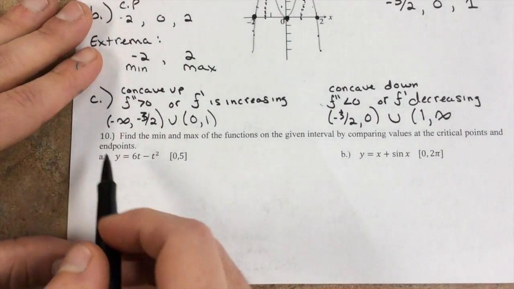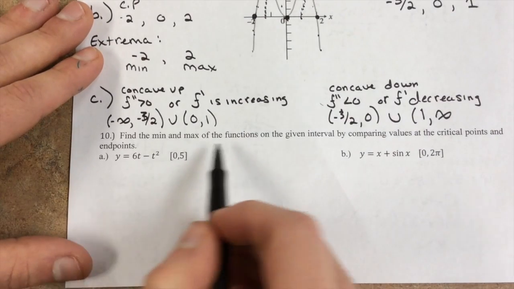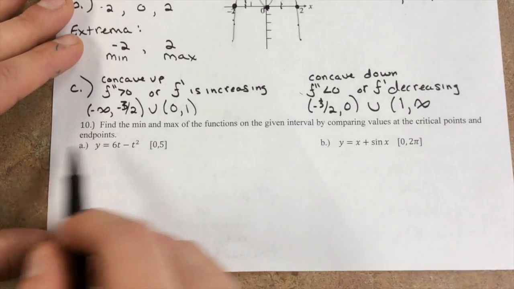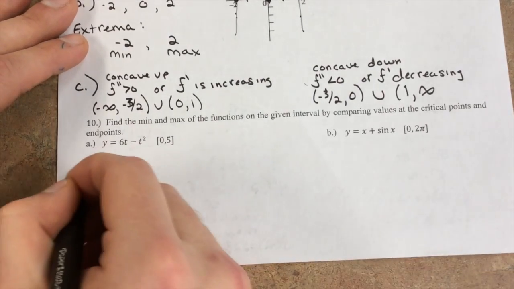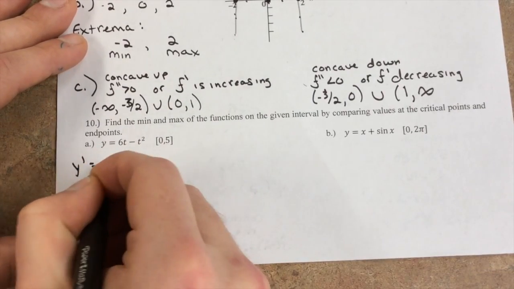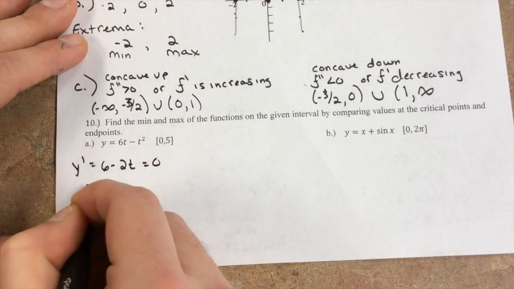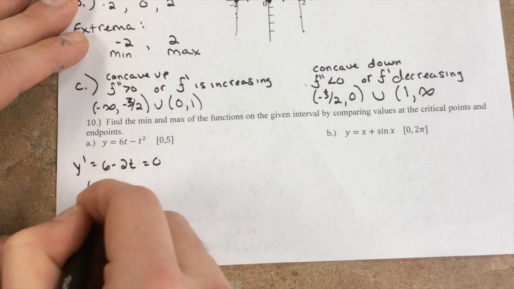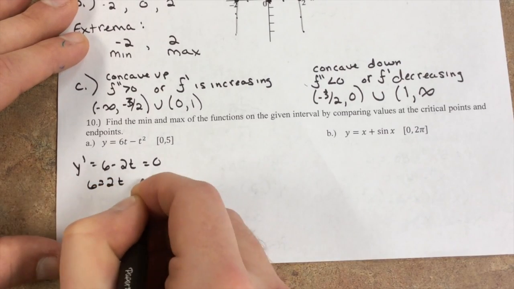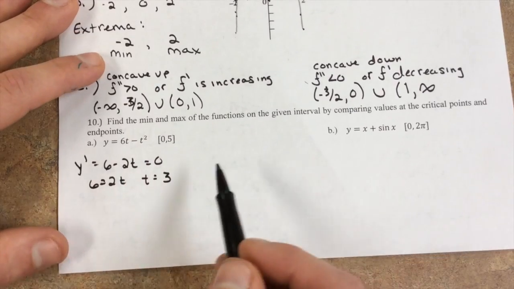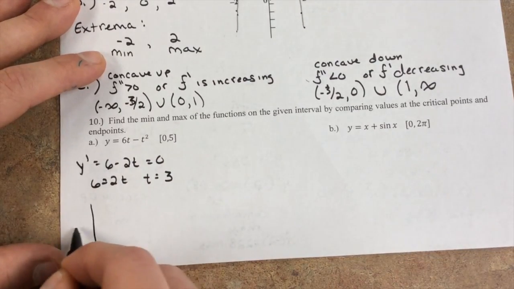Problem 10, find the min and max of the functions with a given interval by comparing the values at the critical points and the endpoints. So this is where we go. Y prime is 6 minus 2t. Set that equal to 0. So that means 6 equals 2t, or t equals 3. We check to make sure that's on our interval. That is. So we do our xy chart.